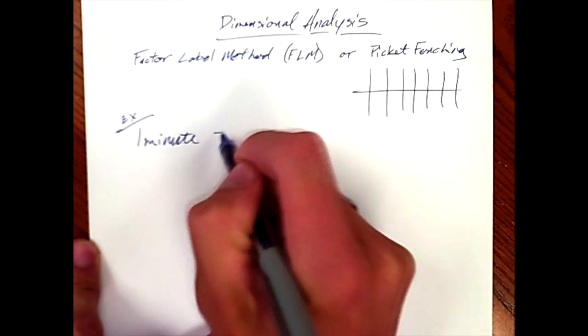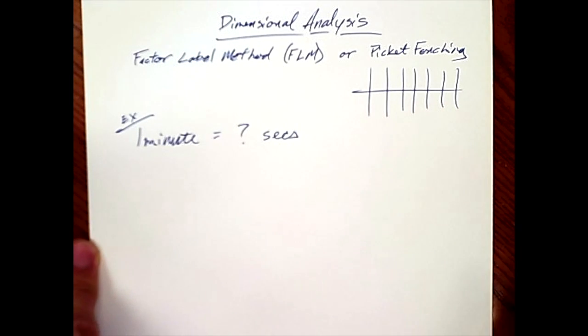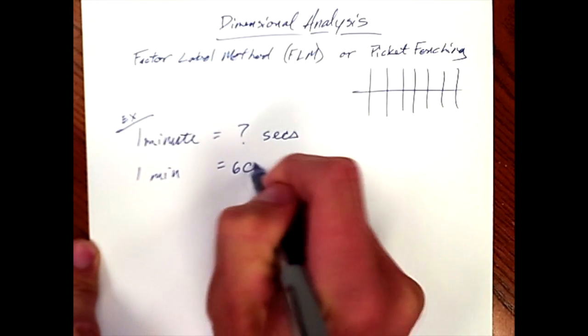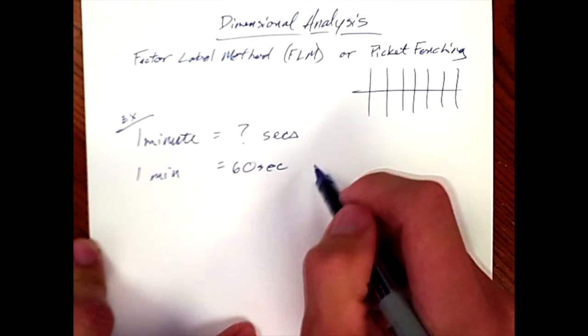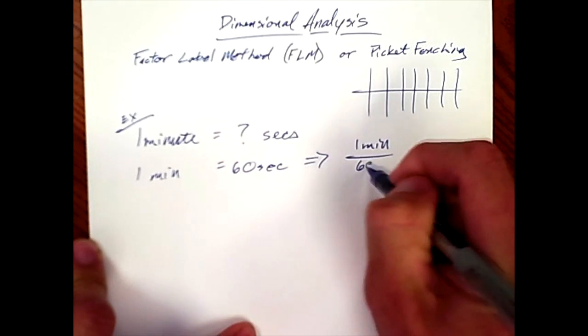1 minute is how many seconds? 60. This 1 minute equals 60 seconds is called a conversion factor. A conversion factor is a true statement that can be written as a fraction equal to 1. And it's important to recognize that the fraction as 1 is proper whether it's upside down or right side up. In other words, this can be rewritten as 1 minute over 60 seconds.